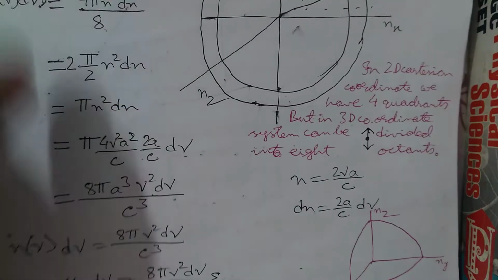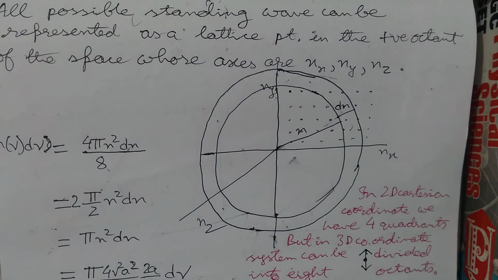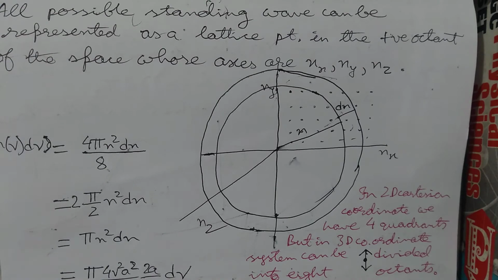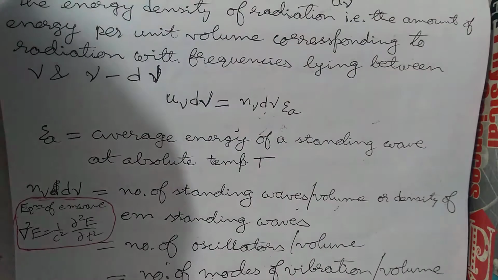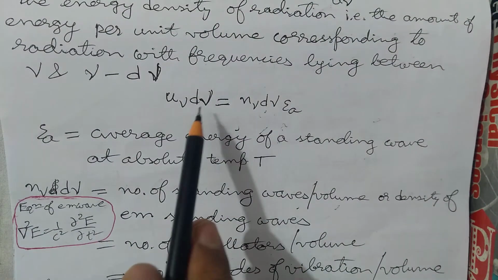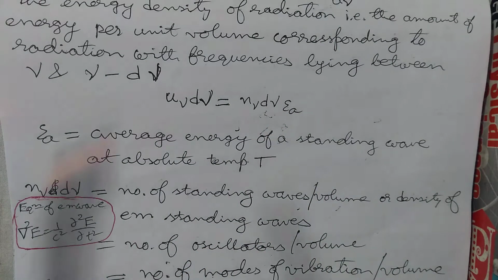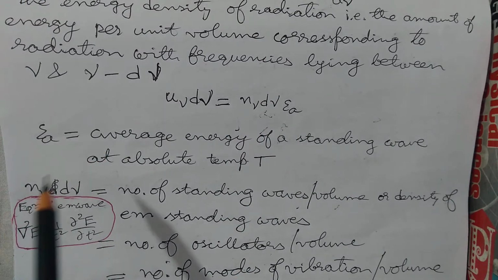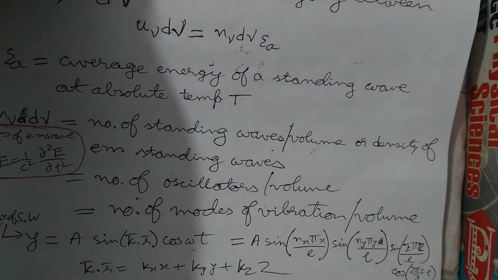Then comes the next point. What do you have to calculate? You have to calculate this n nu d nu. The energy density of radiation u nu d nu is n nu d nu, that is the number of standing waves or number of oscillators within the cavity, multiplied by the average energy of each standing wave or oscillator. So how will you calculate n nu d nu?